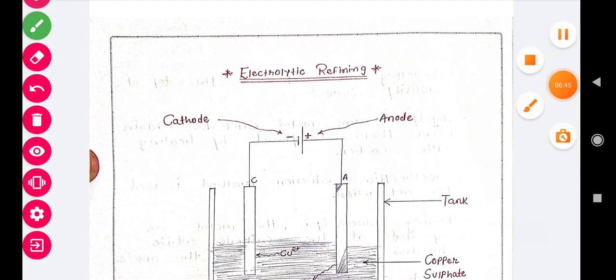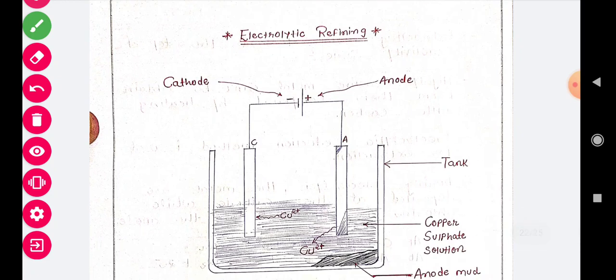Students, this is the simple understanding of electrolytic refining. The important point that you should write in your notes first is about the cathode and the anode: the cathode is connected to the negative terminal and the anode is connected to the positive terminal. At the anode, the impure copper metal is connected, while at the cathode, the pure metal is connected.